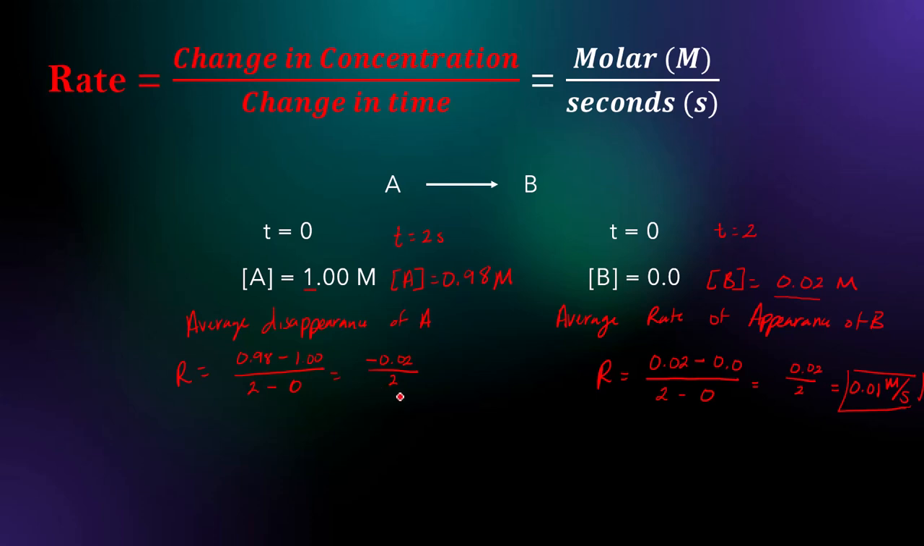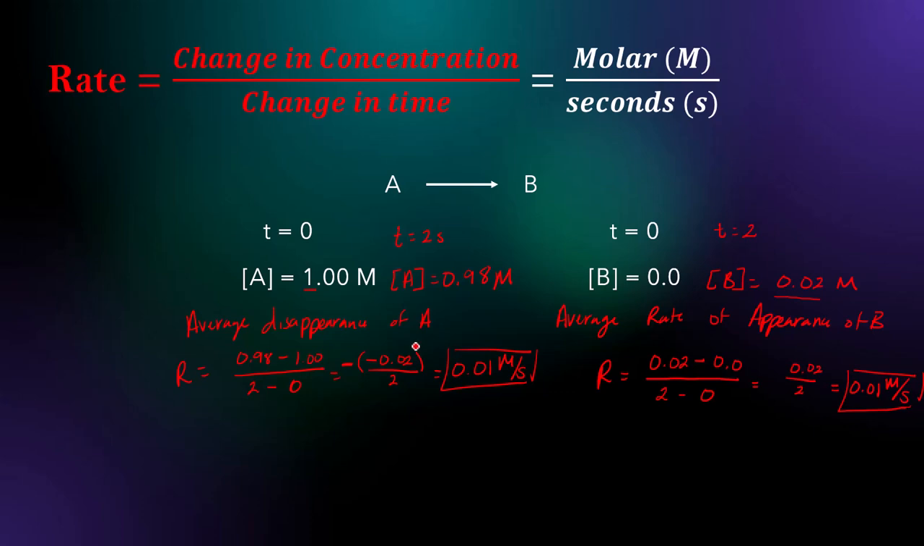Now, at this point, I have one negative. So I know that this is going to be a negative. So what I have to do is, we can't have a negative rate. Rates are always going to be positive. So if you're dealing with the reactant, basically you're just going to add a negative in the front so that we can have a positive number, and that's going to leave us with 0.01 m over s. And that's going to be our average rate of disappearance of A.